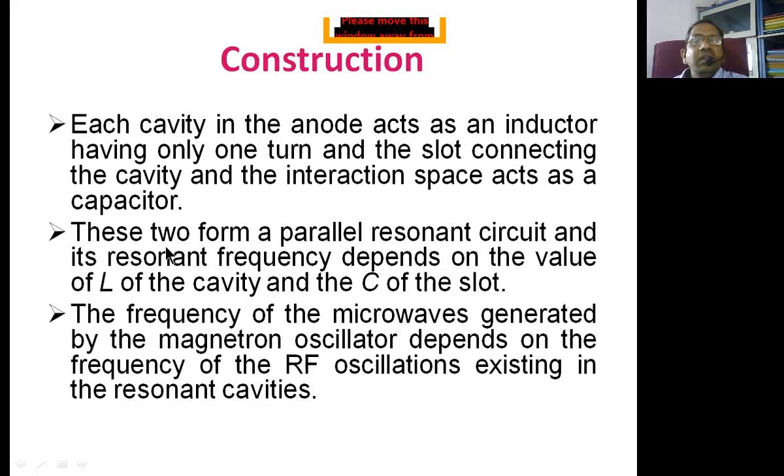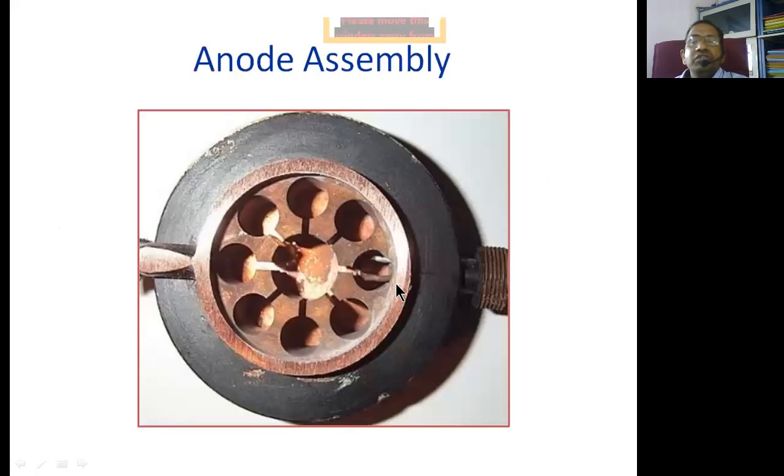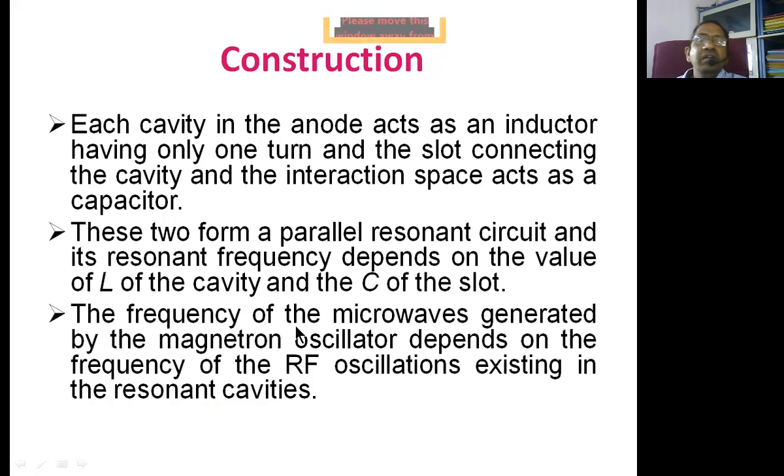Now here, these two are going to form a parallel resonant circuit, a parallel resonant LC circuit. And its resonant frequency depends on the value of L of the cavity and the capacitor C of the slot. So this slot is going to have the capacitor C, and this is going to have the inductor L. So the frequency of oscillations depends on the value of this L and C. So the frequency of microwaves generated by the magnetron oscillator depends on the frequency of the RF oscillations existing in the resonant cavities.